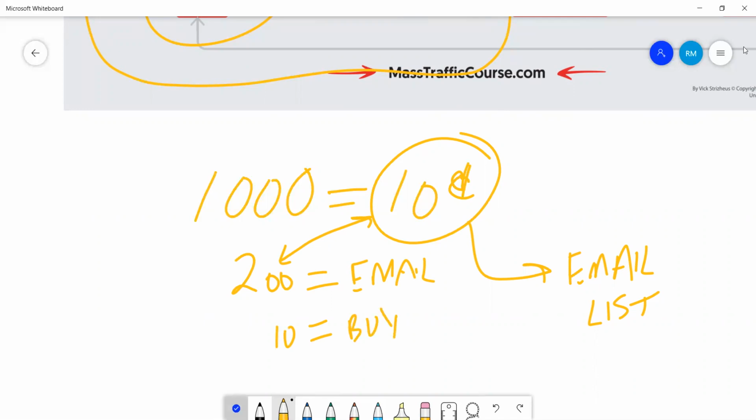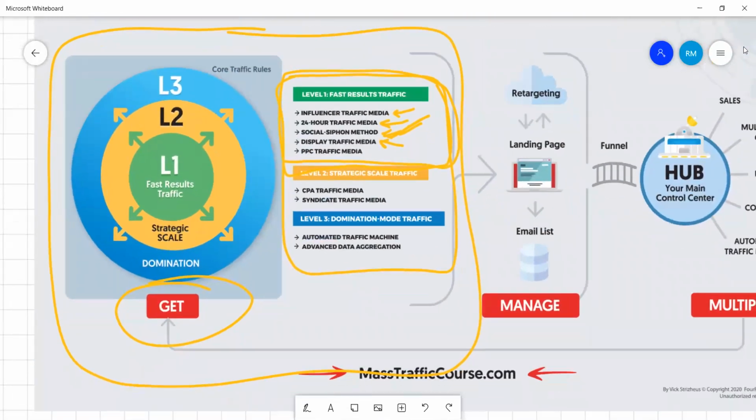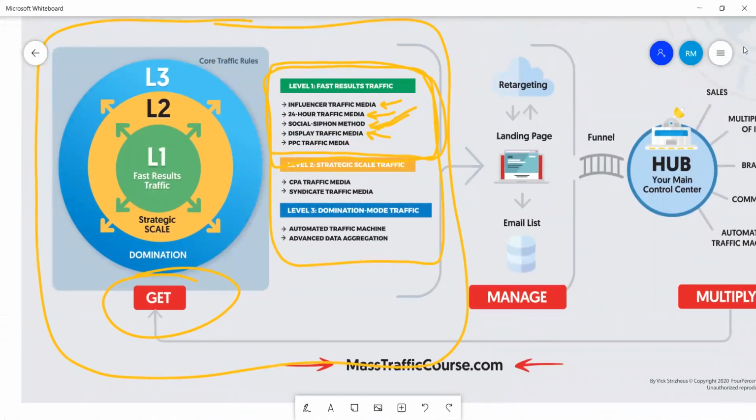So when you go back to pay-per-click, each one of those clicks is 10 cents, and depending on how good your traffic is, that's where you find a really good pay-per-click vendor. You do well with that person, you are able to build a relationship, and then you can go back to him or her with different offers at different times. So those are the fast results traffic.